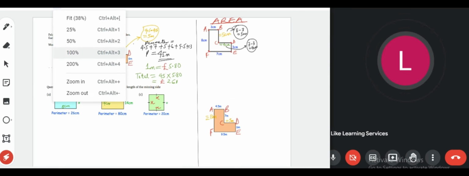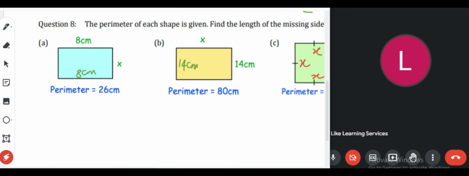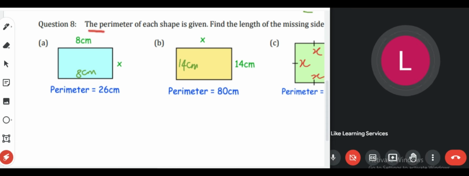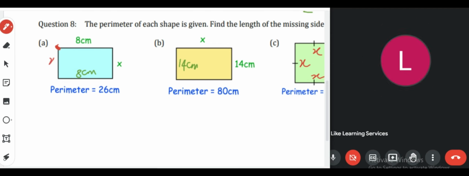I can provide further clues on these questions, which say the perimeter of each shape is given. Find the length of the missing side. Eight centimeters is given here. Of course, this opposite end is also 8 centimeters. This is x, this is x. And you know perimeter means you need to walk all around: from here to here 8, here to here x, 8, and then another x. Obviously here will also be x.